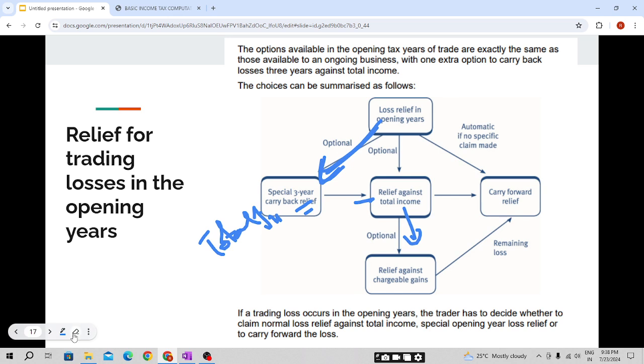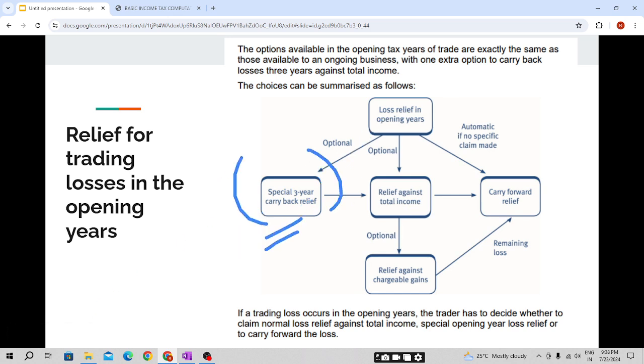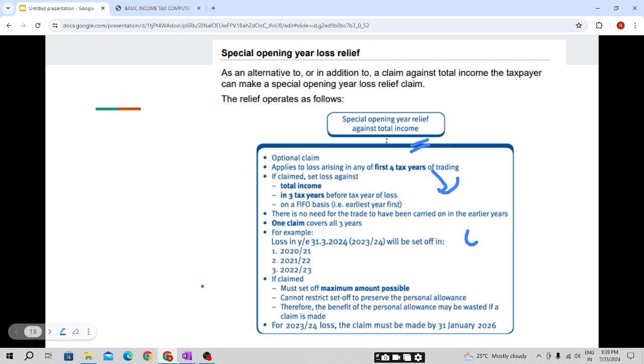So this opening year rule is a special rule, students. This is a special rule which is applicable for businesses which have incurred losses in the first 4 tax years of their trade. We can claim this, then we can move to the relief against total income. But the restriction applies here also. So now, students, we will be doing a question so that we have a better understanding of this.